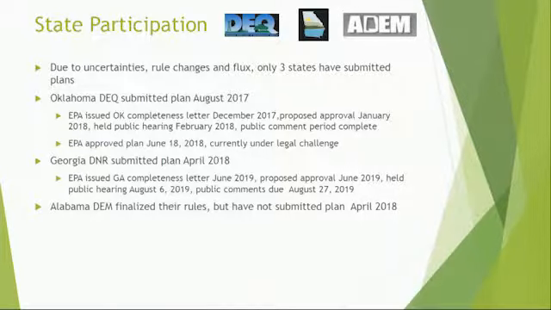Again, state participation. Right now, I have a correction that I need to make. It says 3 states have submitted. Only 2 states have submitted plans to be approved by EPA. The third one is Alabama. They have written rules and finalized them for their state, but they have not submitted their plan, so that's a correction. They haven't submitted yet. They have finalized their own plans for their state. I'm sure they'll probably submit those plans to EPA once things get settled down a little bit.